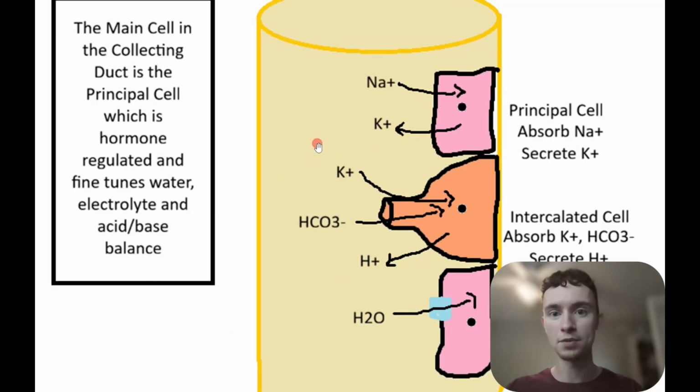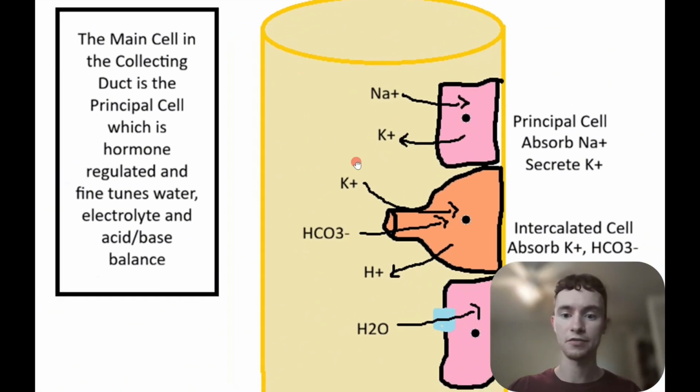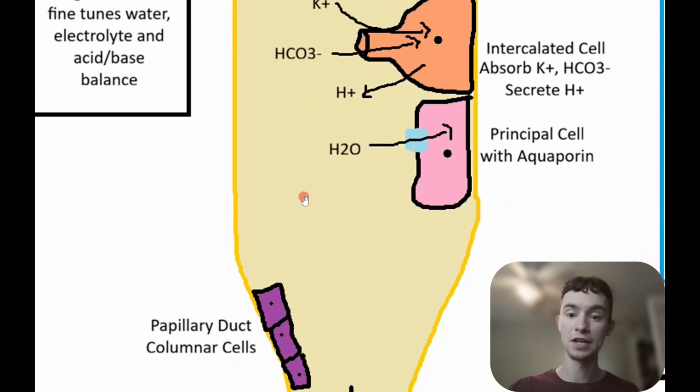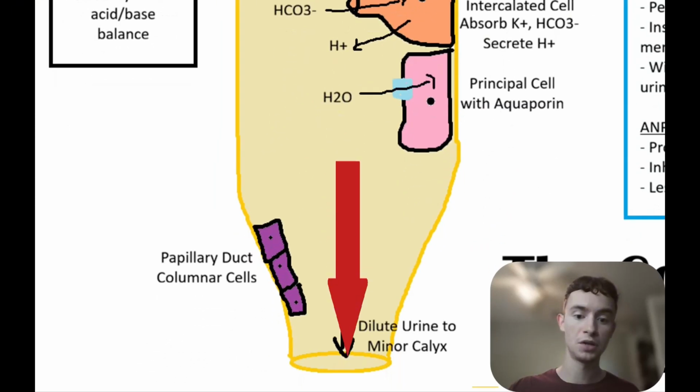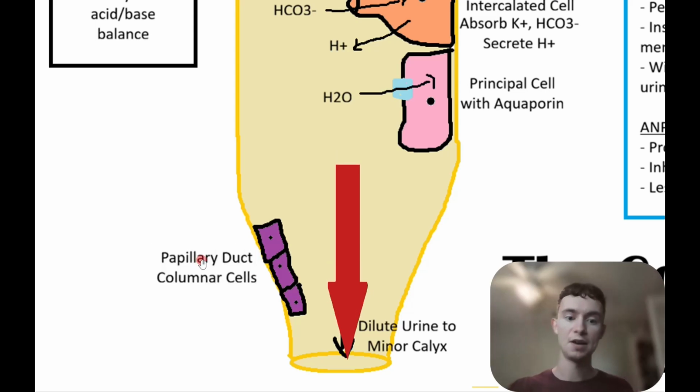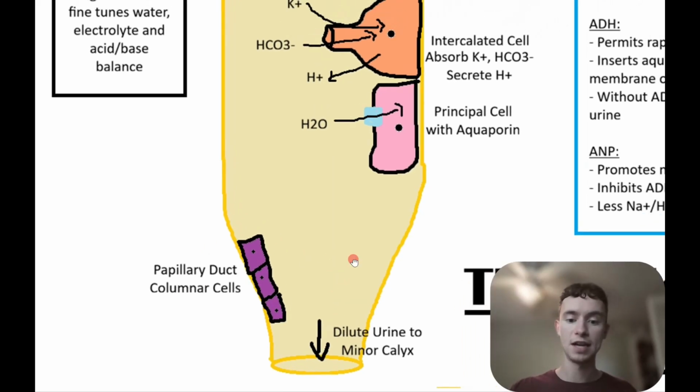And so those are the two types of cells that are located in the collecting duct for fine-tuning and refining of that last urine. That urine will then continue all the way down to the papillary duct, which is the end portion of the collecting duct, which has columnar cells on it, and eventually down to the minor calyx, eventually draining to the kidney and the ureter, and eventually peed out, okay?